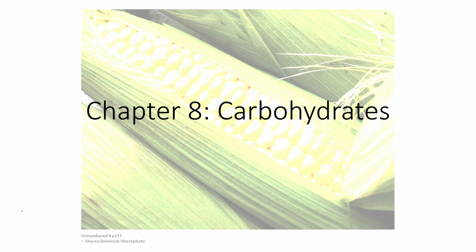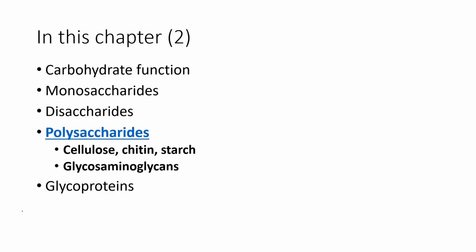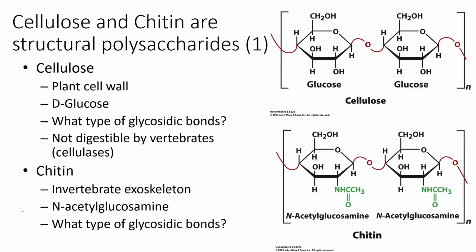All right, in this set of slides, we're going to continue to talk about different aspects of carbohydrates, and here we're going to discuss polysaccharides. So we're going to discuss a number of different polysaccharides, including cellulose, chitin, and starch, as well as discussing a particular class of them called glycosaminoglycans. Before this, we talked about carbohydrate functions, as well as monosaccharides and disaccharides, and in the next set of slides, we will talk more about glycoproteins. But for now, let's go on to talk about polysaccharides.